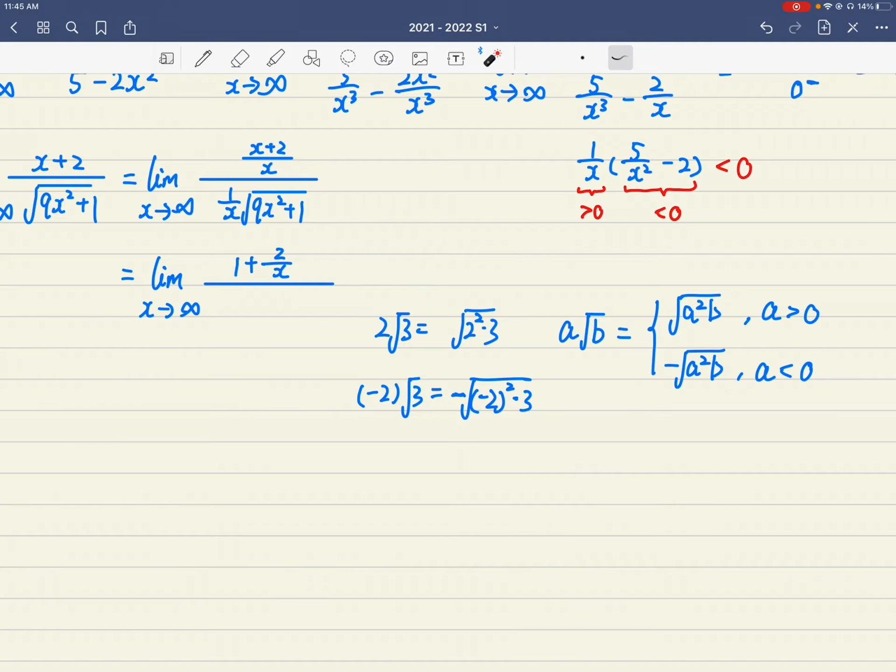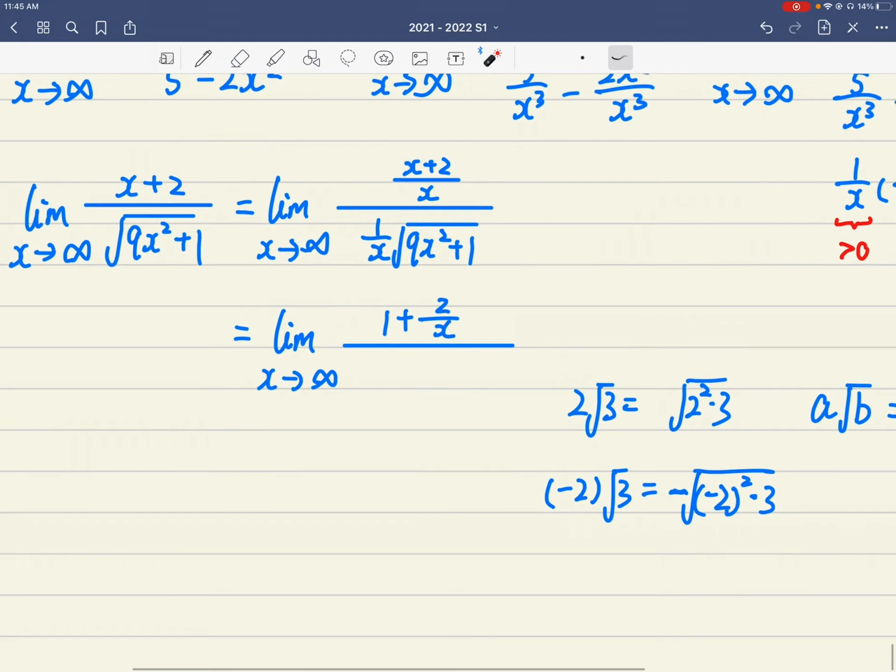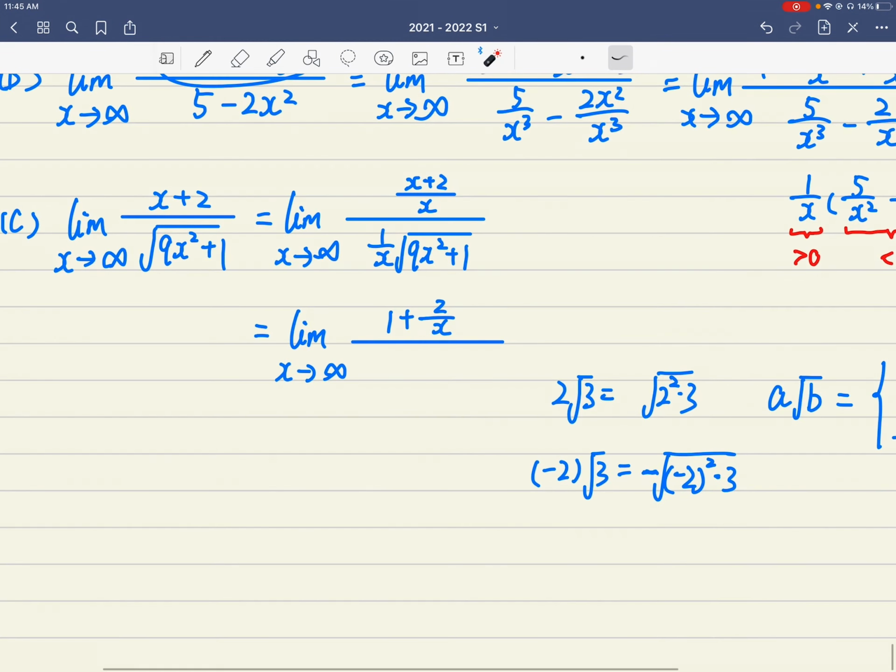So here, is this 1 over x positive or negative? That depends on what number x is approaching. Here, x is approaching positive infinity. That means x is always positive when x is closer and closer to positive infinity. So this 1 over x is positive, so you can just move it in, and it's the square root of 1 over x squared times 9x squared plus 1.